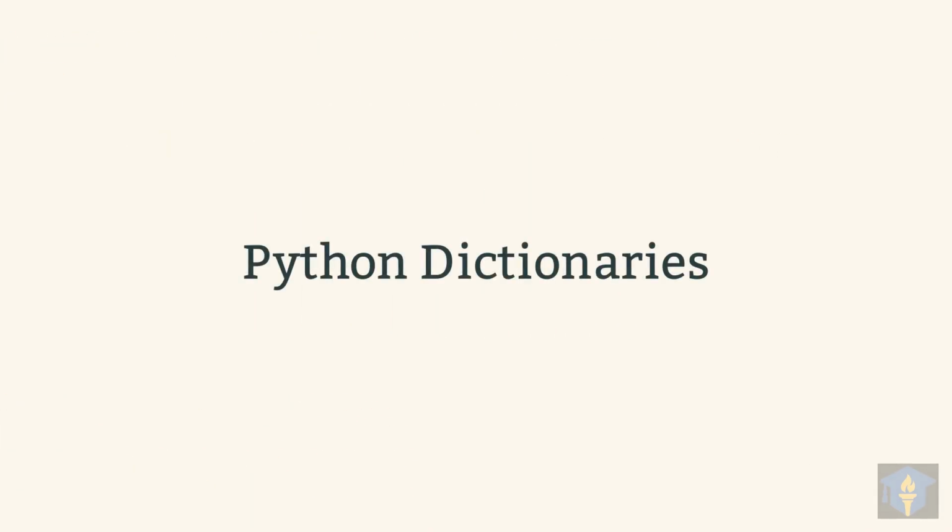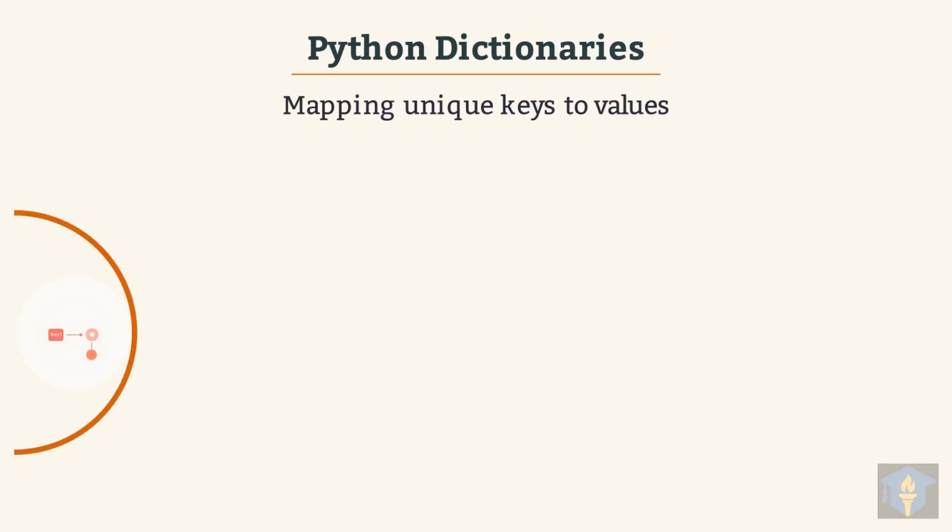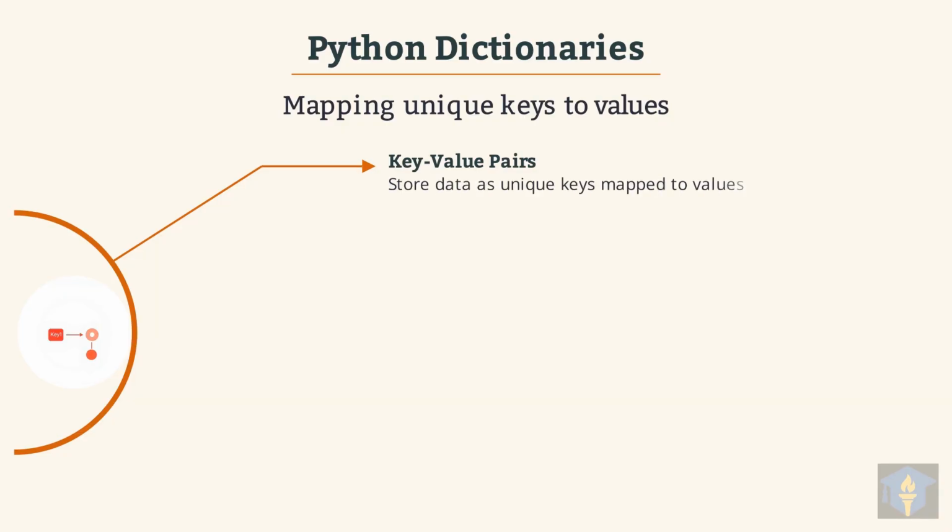Now, let's explore Python dictionaries, a highly versatile and important data structure. They are essentially about mapping unique keys to specific values, providing efficient data retrieval. Dictionaries are built upon the concept of key-value pairs, where each unique key points to a specific value. You store data as unique keys mapped to their corresponding values, making data access very intuitive.